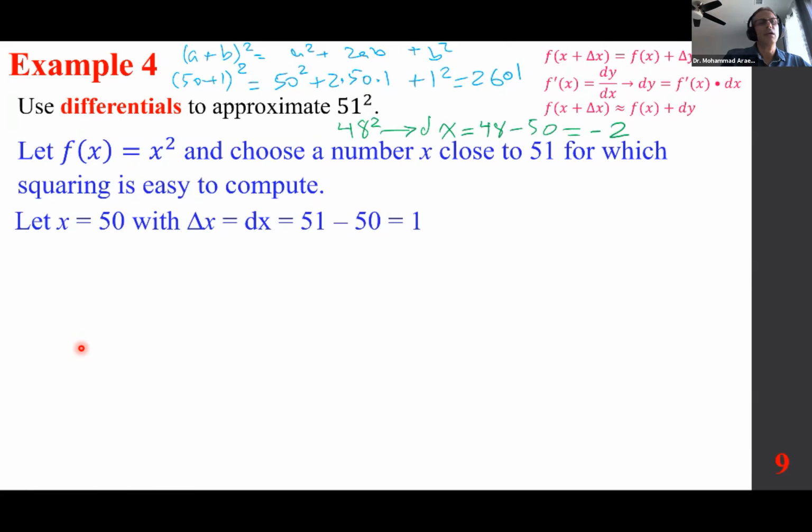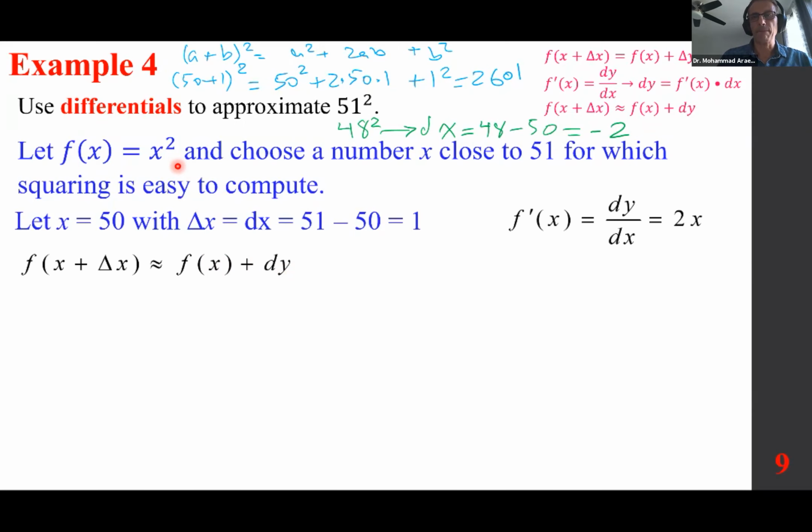In the meantime, here's the function, and we are going to use f of x plus delta x is f of x plus dy, where f of x is x squared, and to find dy first, we find f prime of x, which is 2x, and dy is 2x dx.